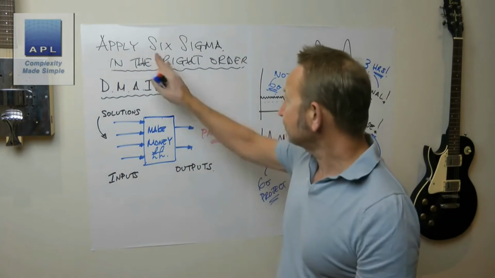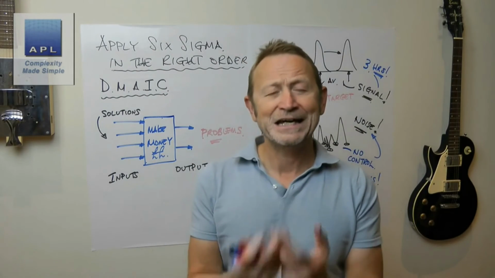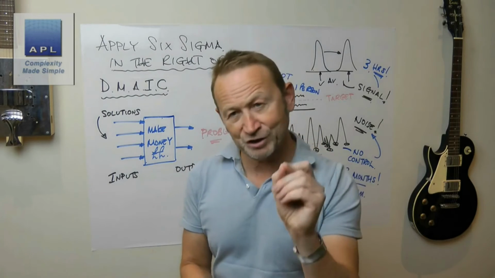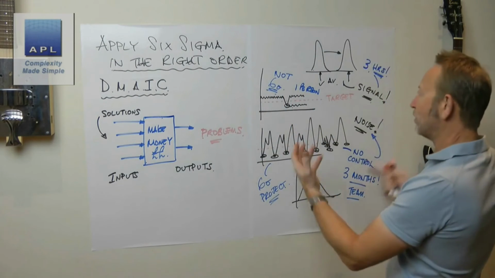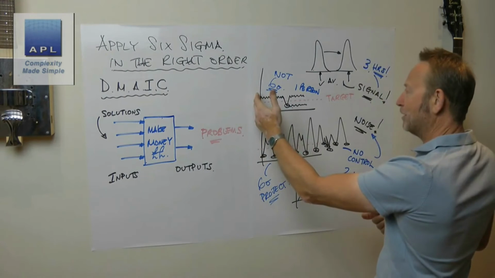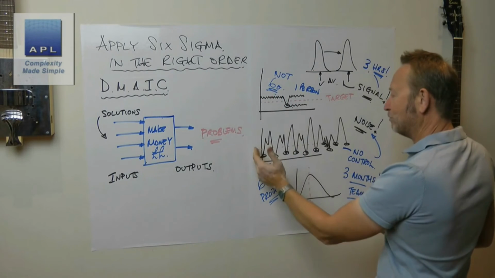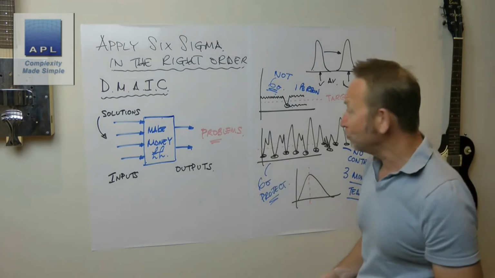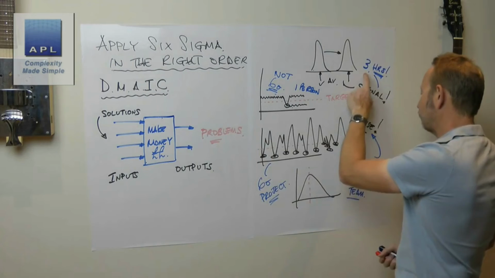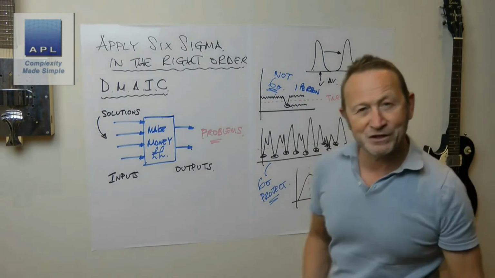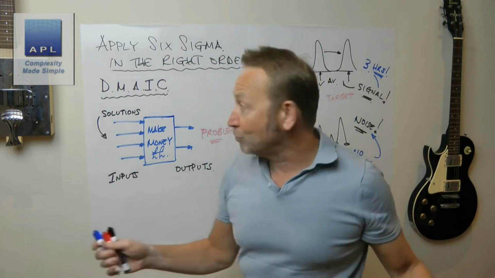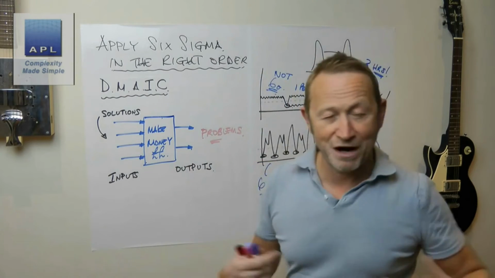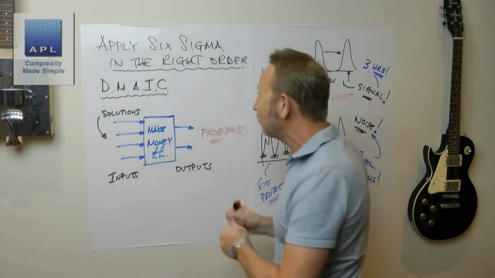So apply Six Sigma in the right order. What should you be doing? You should be asking the question, what type of problem do I have? Do I have a problem with signal, or do I have a problem with noise? Is it going to take me 3 hours to fix, or is it going to take me 3 months to fix? No maths in this at all. Now, if you think about define, measure, analyze, improve and control, where are we?